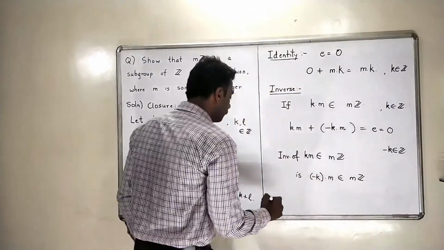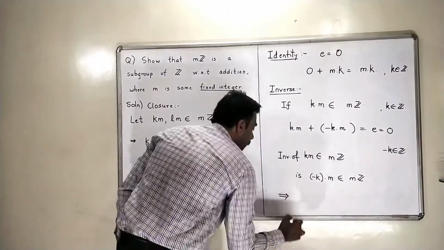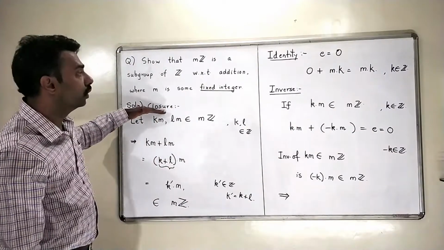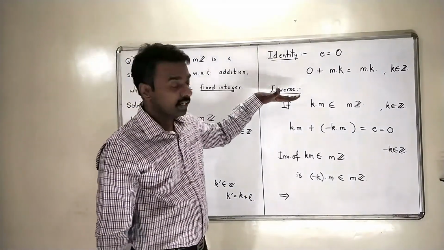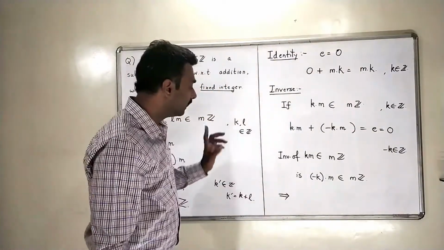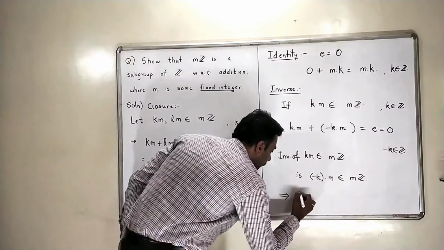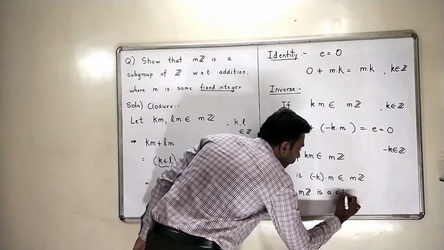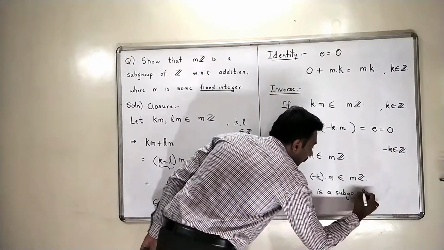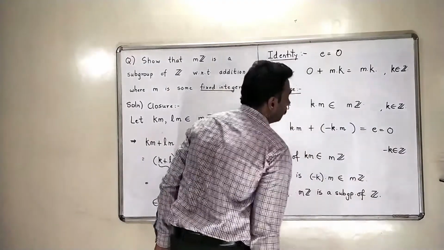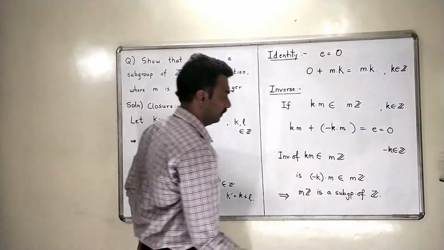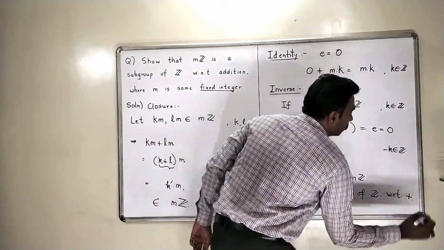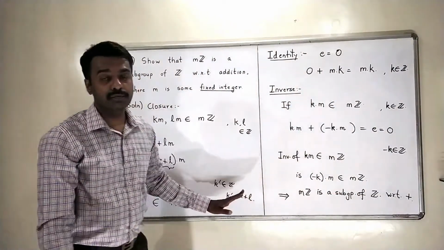So this means that by our theorem, which says for a subgroup you have to only prove closure, identity and inverse, I will be sure that MZ is a subgroup of Z with respect to the operation addition. This finishes our first problem.